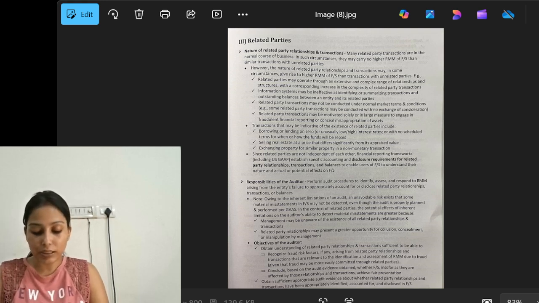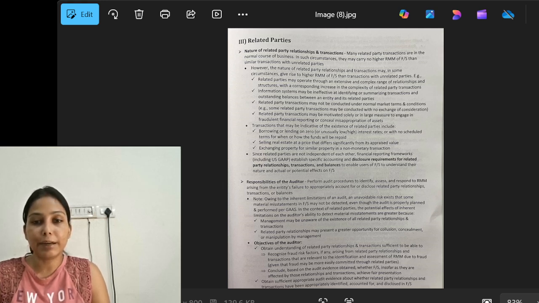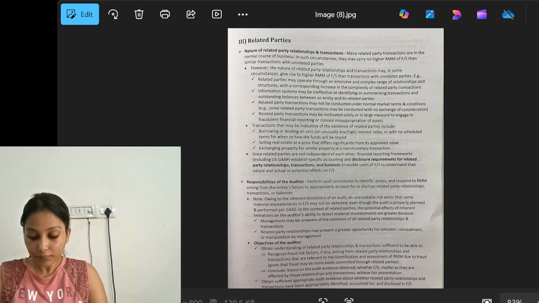So, what are the responsibilities of the auditor in this case? The auditor should perform audit procedures to identify, assess, and respond to the RMM arising from the entity's failure to appropriately account for or disclose the related party relationships, transactions, or balances. Also, owing to the inherent limitations of the audit, an unavoidable risk exists that some material misstatements in the financial statements may not be detected even though the audit is properly planned and performed.